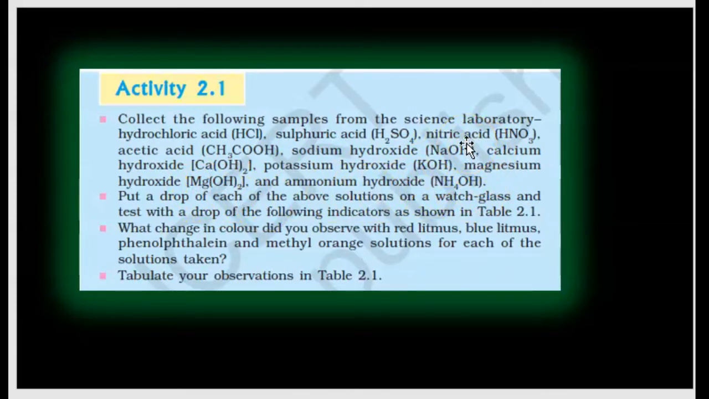If you don't know how to write the chemical formula, please go and watch this video. You can see somewhere over here the link of that particular video.